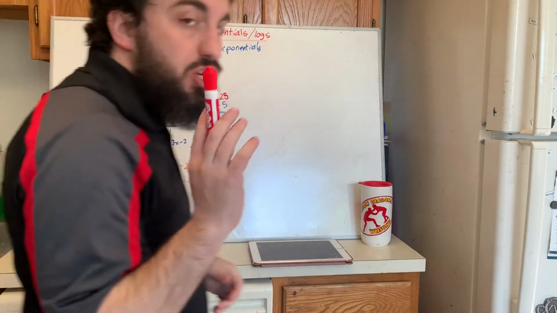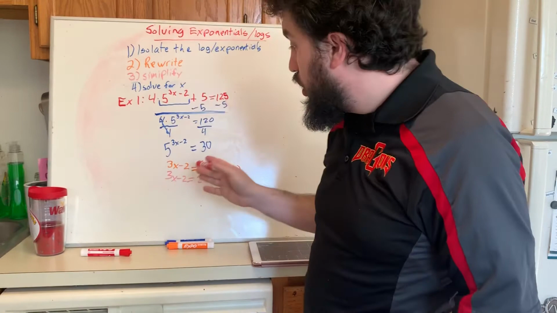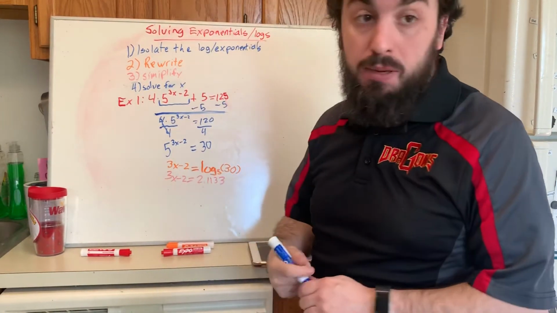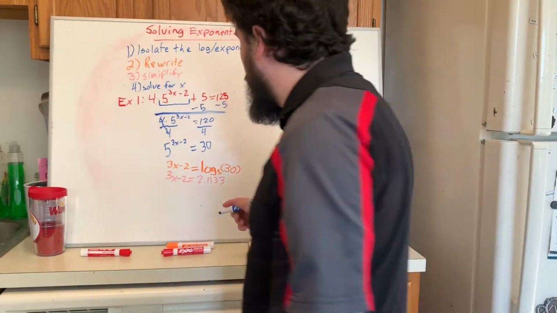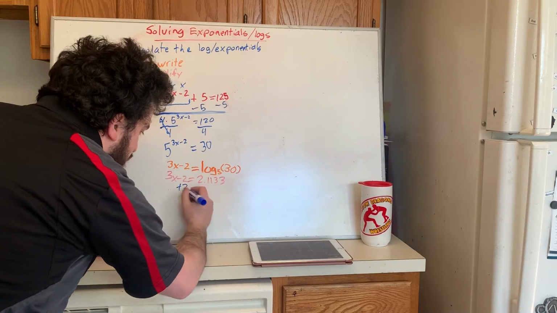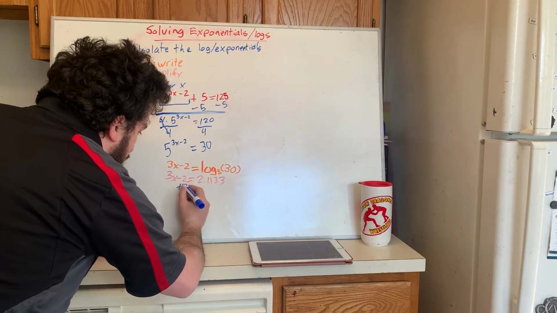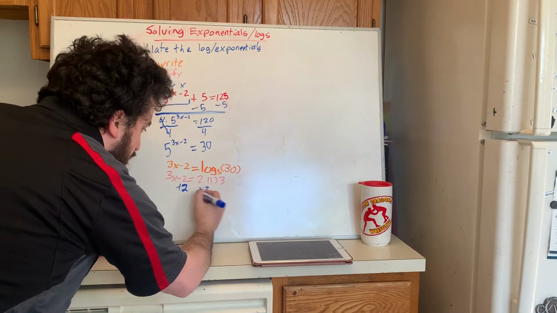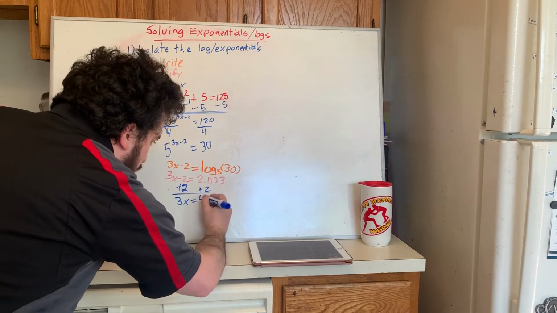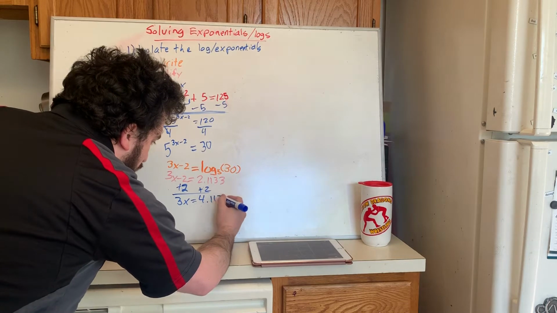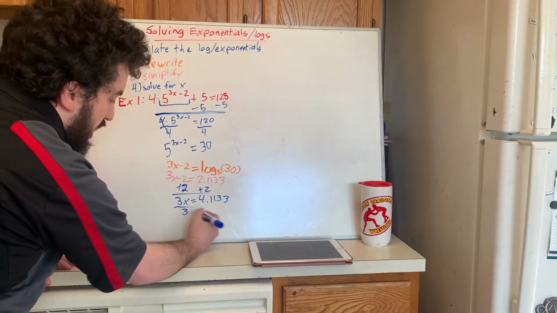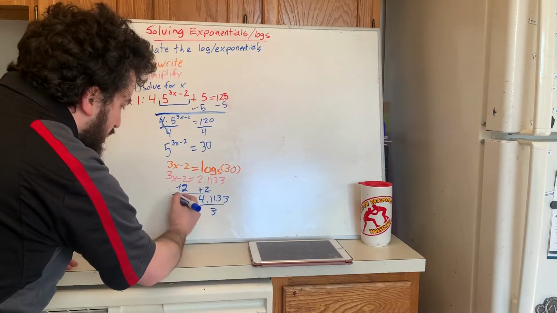Now this is just a matter of solving for x. You've solved problems like this. This just happens to have a decimal, but we can work with that. So let's start with adding 2 to both sides. 2, not 3. So it's a minus 2. And that gives me 3x is equal to 4.1133.